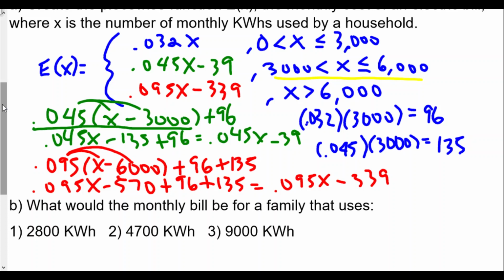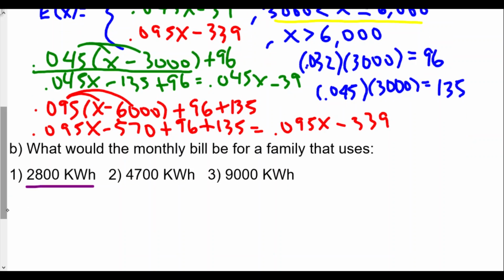Now, part B says, what would the monthly bill be for a family that uses, first off, 2,800 kilowatt hours. For this one, we want to find our domain interval. It looks like we're going to be using this one here, because 2,800 is between 0 and 3,000. So we're going to multiply that by 0.032. 0.032 times 2,800. Take out your calculator and multiply, and we get a bill of $89.60. So that's the first one.